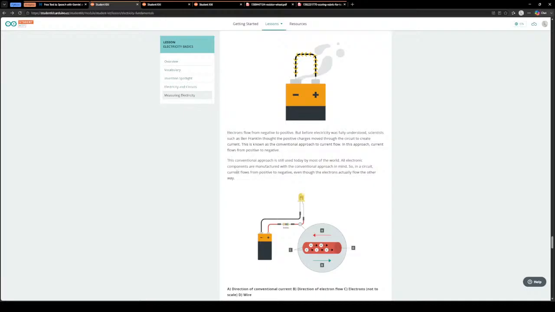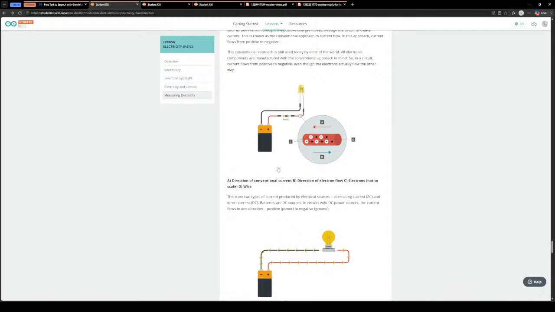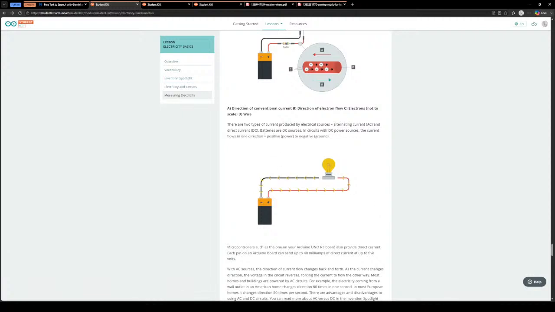In a circuit, the current flows from positive to negative. Oh, so even though the direction of conventional current goes from positive to negative, electrons go from negative to positive. I see.